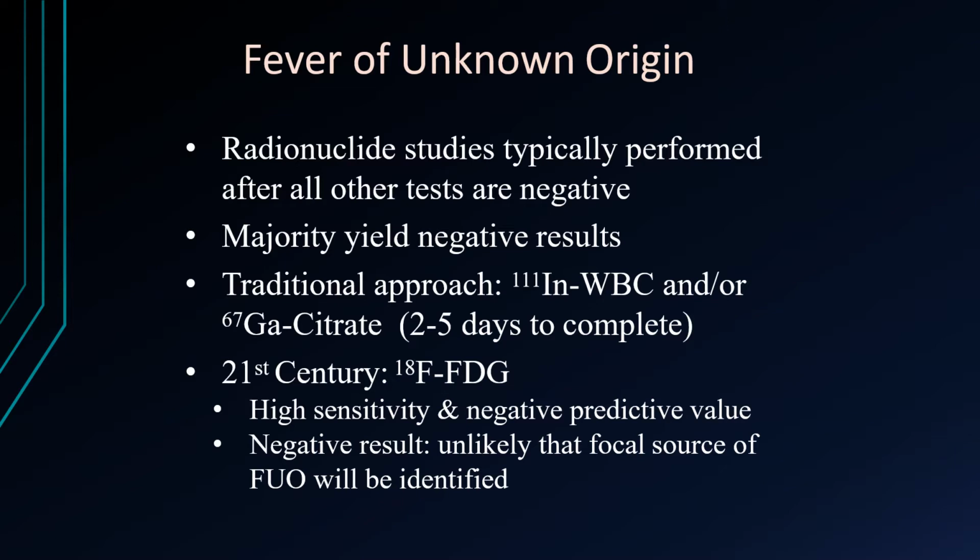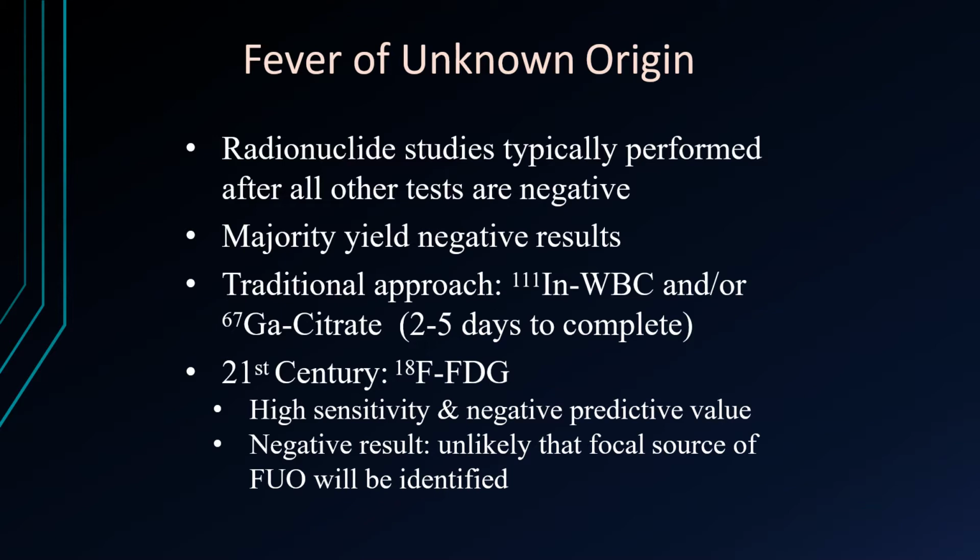Now, for example, in fever of unknown origin, radionuclide studies are typically performed after all of the tests are negative, but the majority of them yield negative results. So the traditional approach has been doing either indium-labeled WBCs or gallium citrate imaging, which can take 2 to 5 days to complete. I understand in Pakistan there's access to ubiquicidin as well. But again, all of these have shown some good results, but left a lot to be desired.